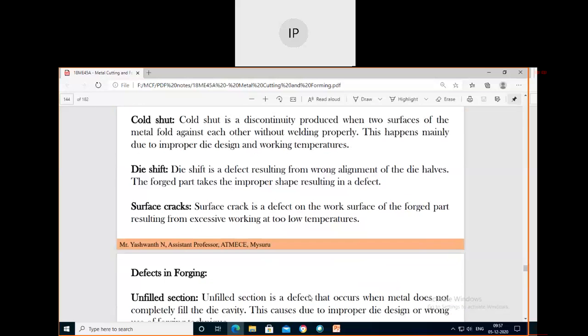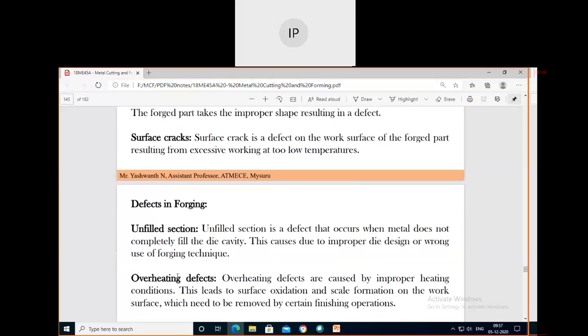Also, we have unfilled sections. An unfilled section is a defect that occurs when metal does not completely fill the die cavity. This especially happens in the closed die forging process because the force is not applied properly on the heated workpiece. The section is not completely filled, so it is called an unfilled section defect.